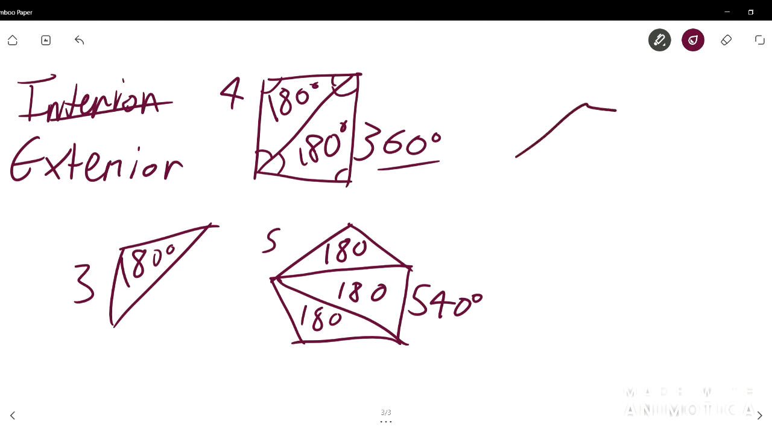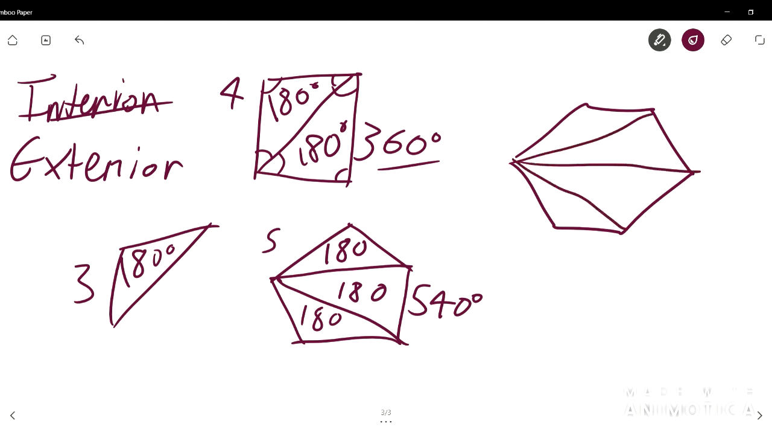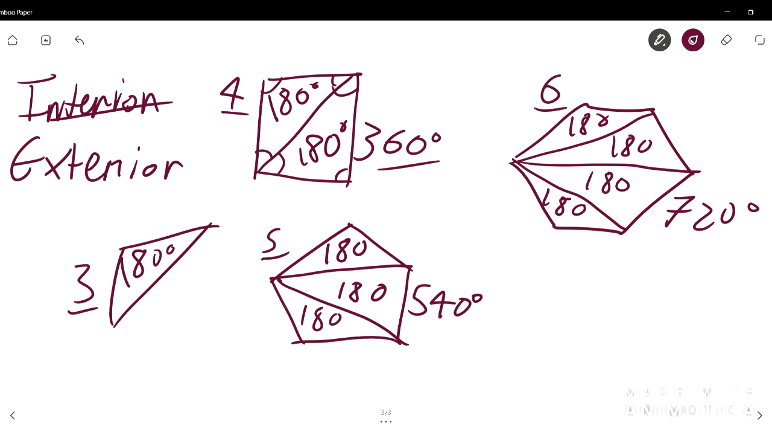Let's do 6 sides then. We've got a hexagon here. Okay, again, split it into triangles. We've got 180, 180, 180, 180. All together 180, 360, 540, and 720 degrees. So for every extra side, we go up another 180 degrees.